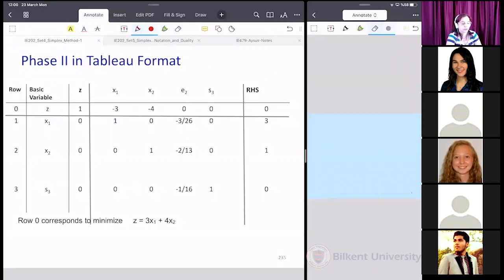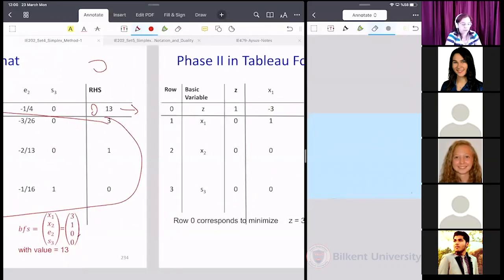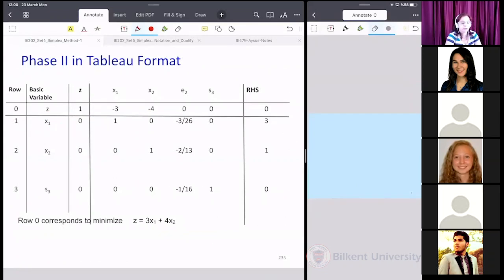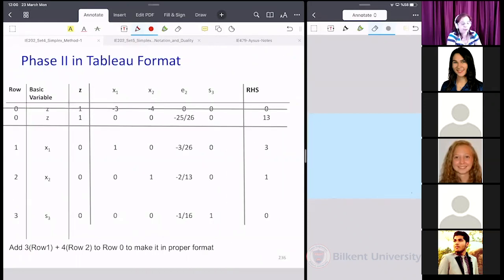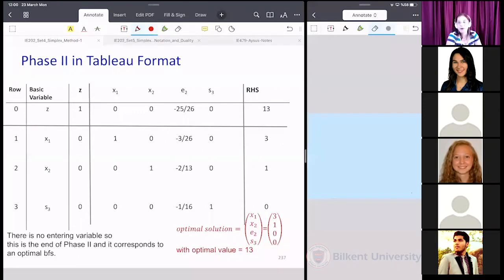Any questions? Here it is. Somehow the columns are missing. All right. So this is where phase one stopped. You put back the original objective, you perform the iterations, and this is where you get the optimum solution. All right? Any questions? Because this finishes the starting basic feasible solution topic. Any questions? Is it clear?